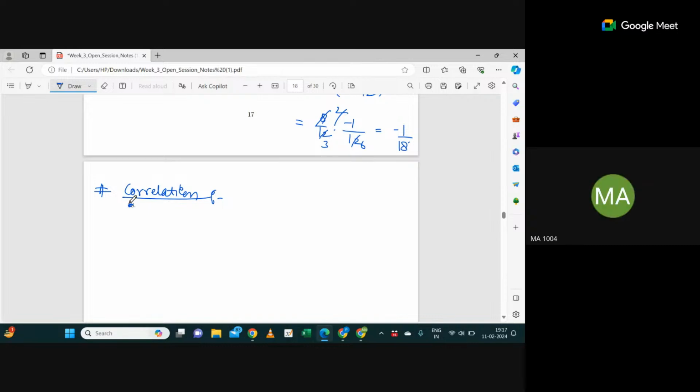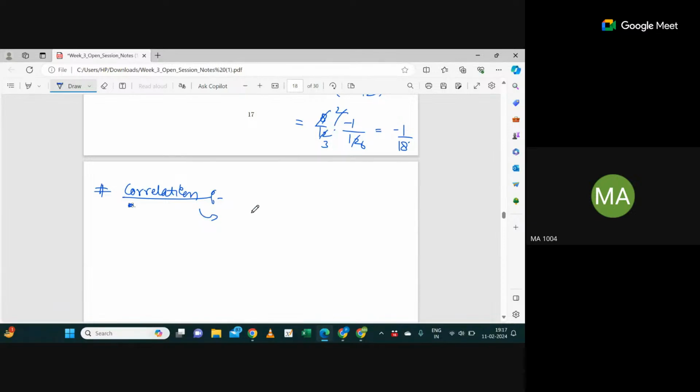Okay, fine. More or less everyone gave the correct answer. It's a unitless measure, and it gives me the strength, which is also a very correct answer. So correlation gives strength and is unitless. These two are very important things.